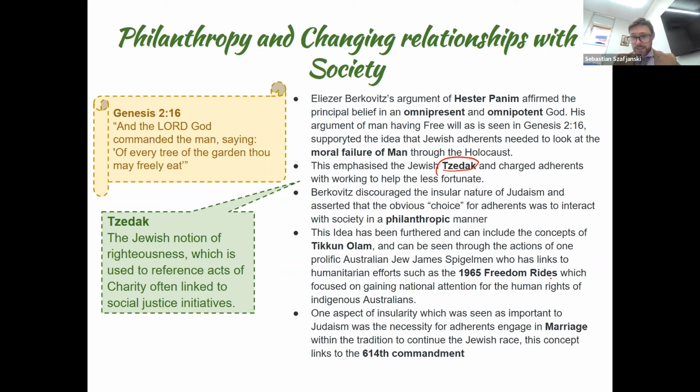And one aspect of insularity, which was seen as important in Judaism, is this idea of marriage, still pushing forward in the 614th commandment, which you can once again link to the Pru Urvu, which is that first commandment from Genesis 1:28.